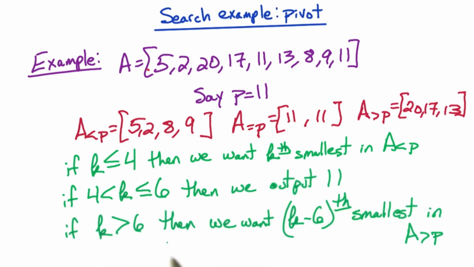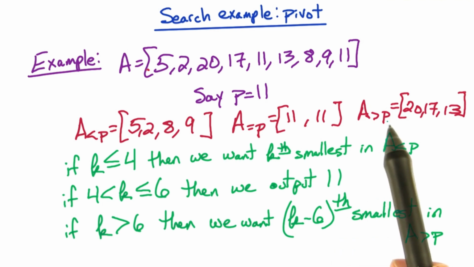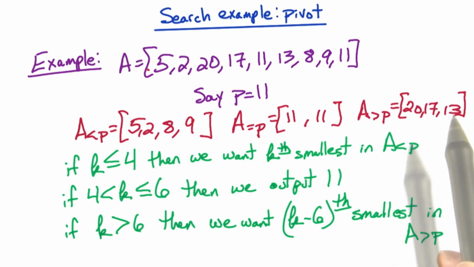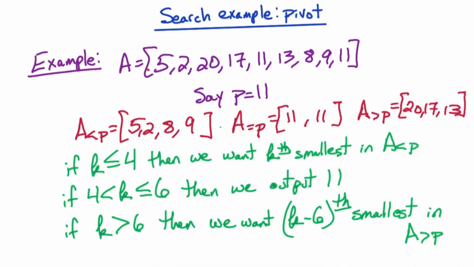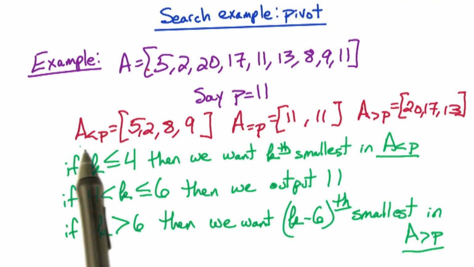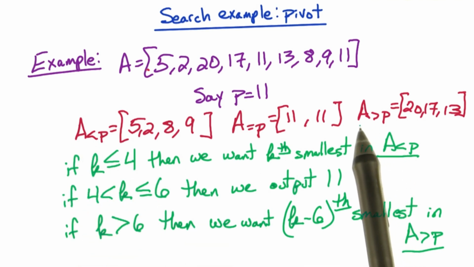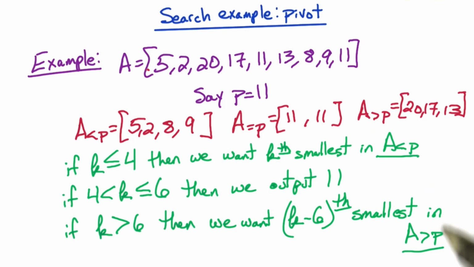Finally, if k is bigger than 6, then what do we know? We know that the k smallest is in this list, so we don't search for the k smallest in this list because we discarded 6 elements from these lists. So we're going to search for the k minus 6 smallest in this list, greater than p. Now the key is that we're always recursing on at most one list, either the small list or the big list, or in the middle case, we don't even have to recurse at all. Whereas quicksort has to recursively sort these two lists, less than p and bigger than p. In this case, we only have to recursively search in one of the two lists.